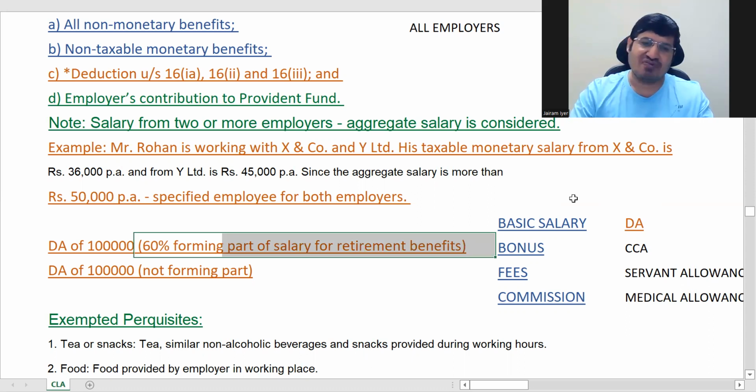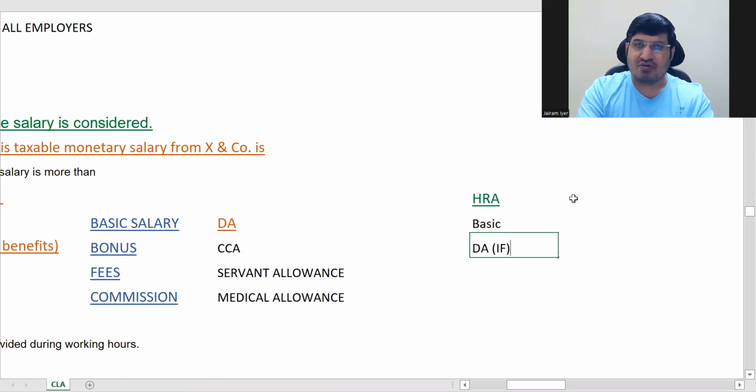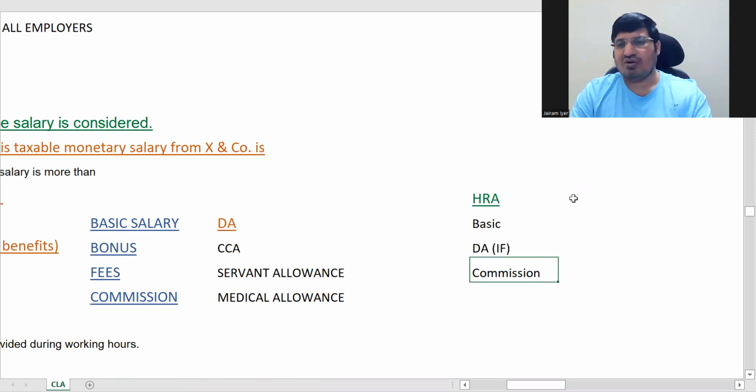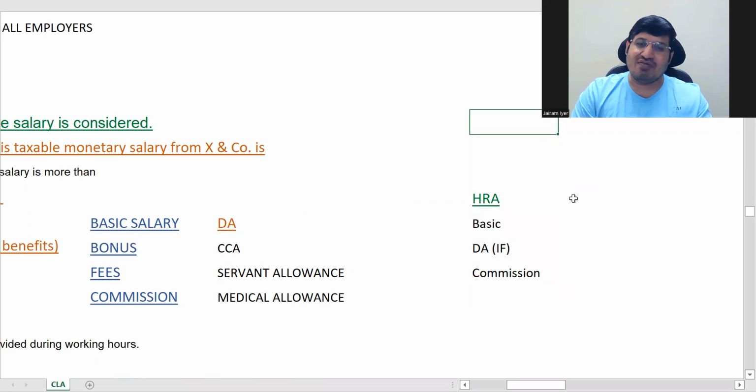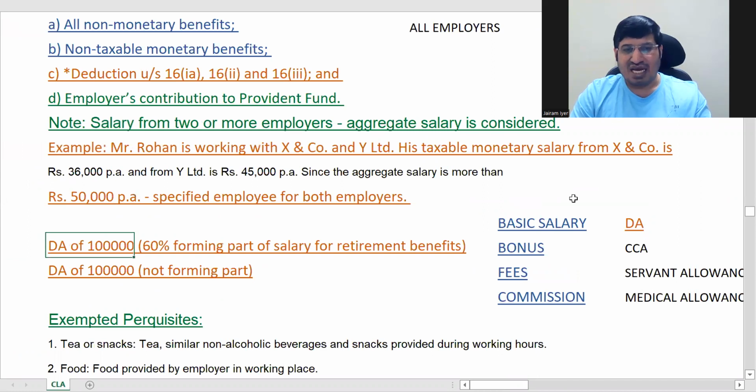You will use this only if you are computing HRA, let us say. In HRA, what are the things you will use? Basic salary, DA if forming part of salary, and commission. So when you compute HRA, wherever the word salary comes in, the meaning of that word salary is basic salary, and DA if forming part. Here, if DA of 1 lakh was given, you will take only 60%, which is 60,000. So if you are computing something else, then you use what is given in the bracket. It's not for DA itself.